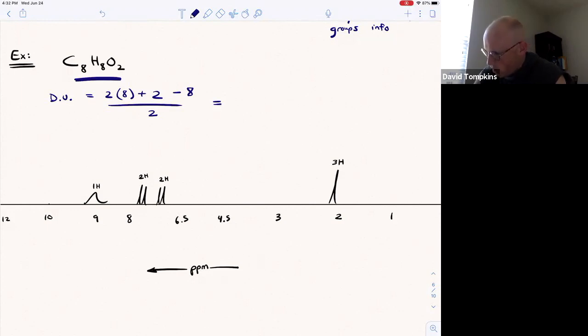So what this is going to give us is a final degrees of unsaturation of 18 minus 8 over 2, or 5. And notice that this number is greater than or equal to 4. So you should think there's probably an arene.